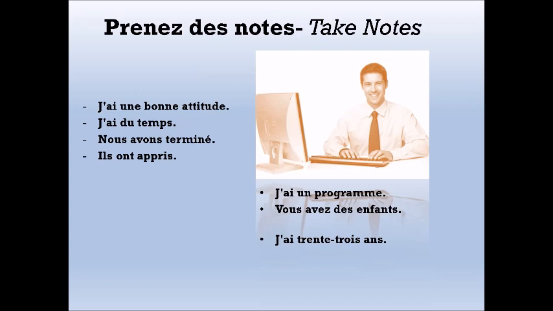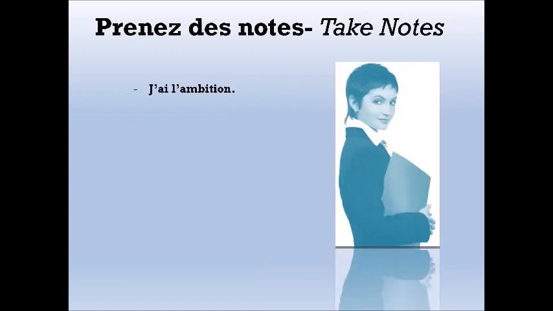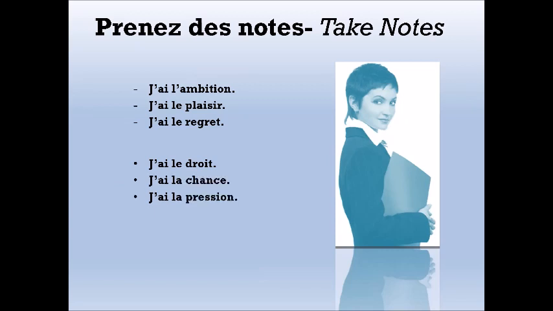Again, you can go back and listen to them again. These are all phrases that you can use to describe yourself and also to complete sentences using the verb to have. J'ai l'ambition. J'ai le plaisir. J'ai le regret. J'ai le droit. J'ai la chance. J'ai la pression.